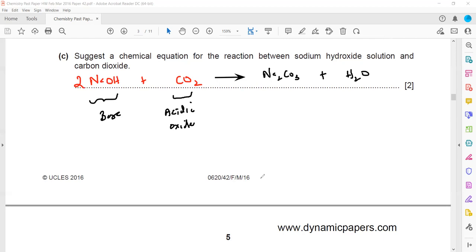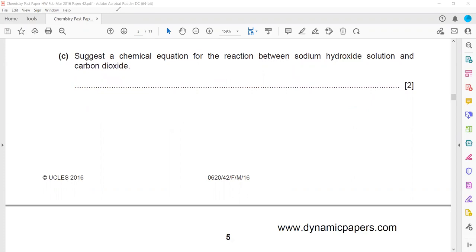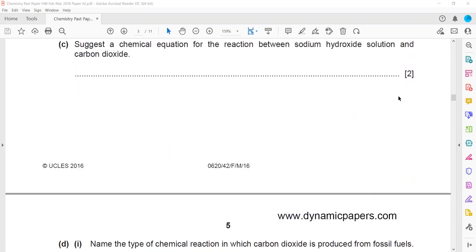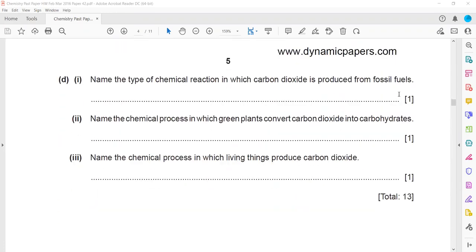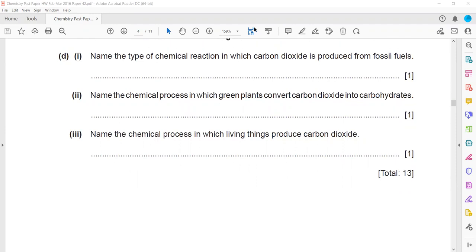So when acidic oxide or acid reacts with a base, the product is salt. As we discussed already, salt and water will be there as a product. So carbon dioxide mixed with sodium hydroxide gives sodium carbonate, the carbonate salt, plus H2O, water. The reason why it's 2 marks: 1 mark is for the correct product and the second mark is for the balancing. Name the type of chemical reaction in which carbon dioxide is produced from the fossil fuel.